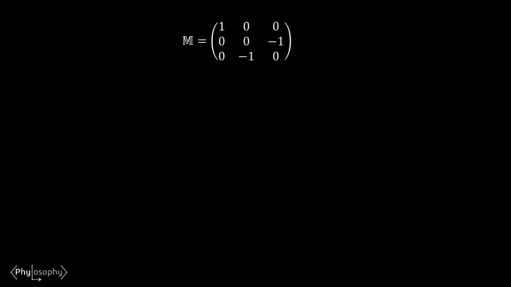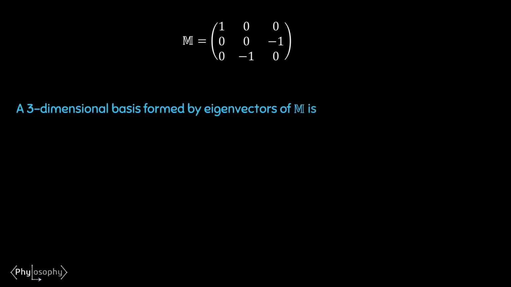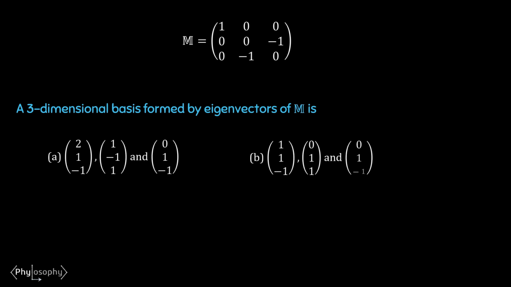Consider the matrix M equals to 1 0 0, 0 0 minus 1, and 0 minus 1 0. A three-dimensional basis formed by eigenvectors of the matrix M is, and four options are given: A, B, C and D.